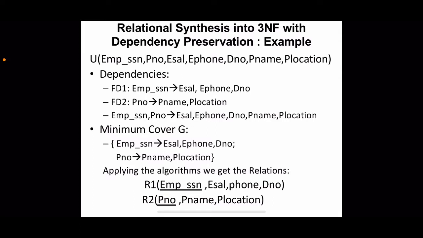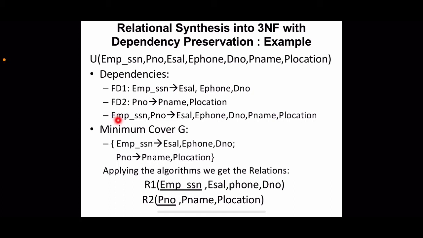Now let us see an example for this algorithm. We are given a relation U with these attributes: employee social security number, project number, employee salary, employee phone number, department number, project name and project location. Depending on the properties of these attributes, a set of functional dependencies is also given. FD1 states that employee's SSN, social security number, determines employee salary, phone number and department number. And FD2 says that project number determines project name and project location.